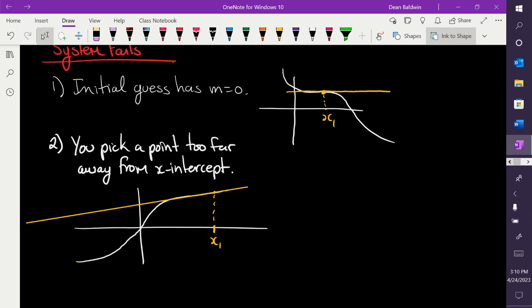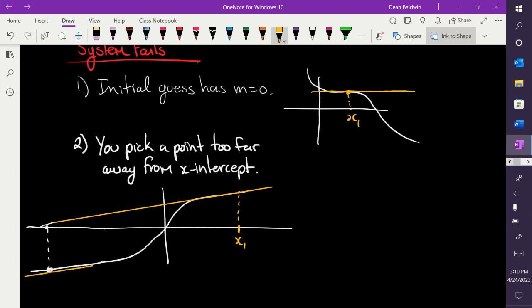I would give you an interval. Oh, there's too many. All right. So you can see if I pick it way too far out there, my first point's going to be here. And then I do a tangent line again. Gosh. And then my next tangent line is here.